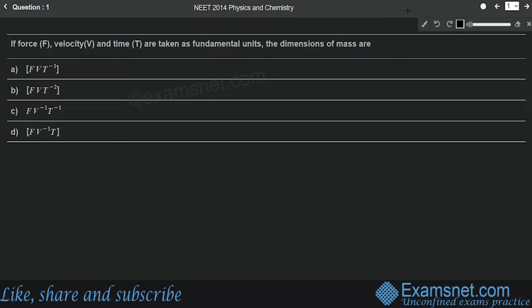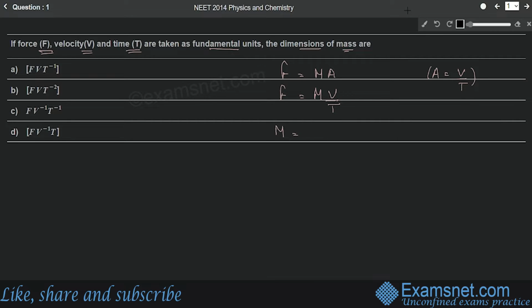The first question is from the chapter Units and Dimension, and the question is, if force, velocity and time are taken as fundamental units, then the dimensions of mass are. So we know that force is equal to mass into acceleration, and acceleration is the rate of change of velocity, right? A equals V upon T. So force equals mass into velocity upon time. Now we have to find the dimension of mass.